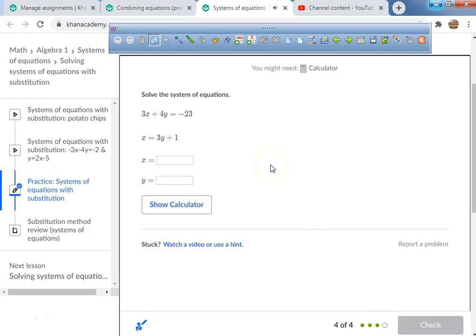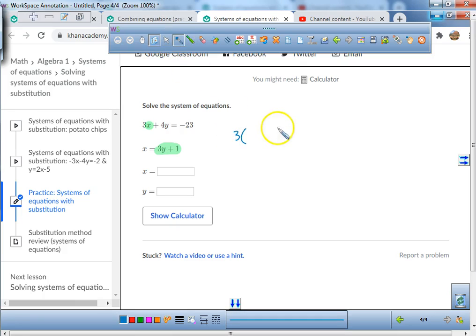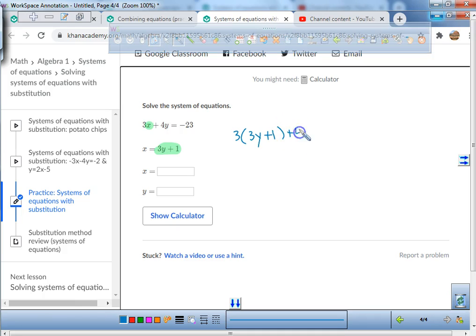All right, last problem. This one says x equals. So all I got to do is where it says x equals, I'm going to take this right here. I'm going to plug it in right there. So instead of 3x, I'm going to do 3 open parentheses, 3y plus 1 plus 4y equals negative 23. Distribute, distribute. 9y plus 3 plus 4y equals negative 23. Add my y's together, I get 13y plus 3 equals negative 23.